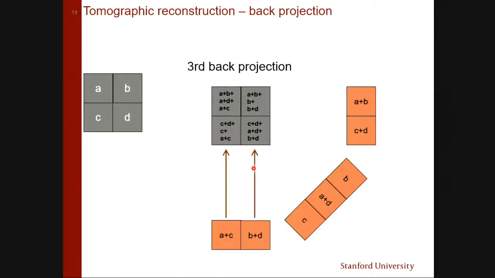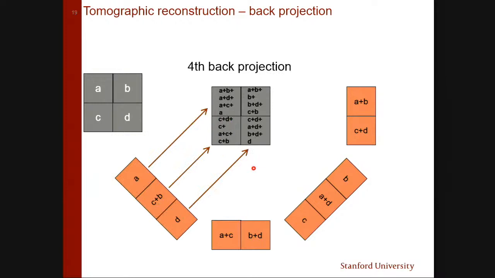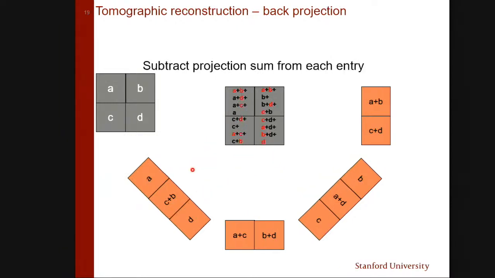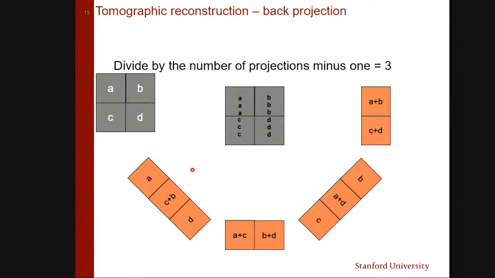And we continue adding everything into these four cubes. And then we will see that actually we can subtract something from here. So the sum of each entry can be subtracted, and eventually you are left with only A, B, and C. You divide it by three, you're getting back your information.